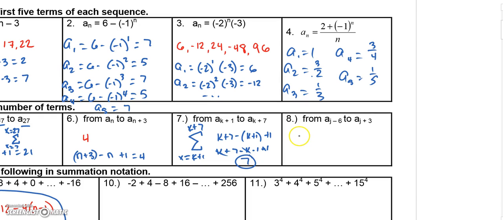Okay, number 8, same thing. I want to do from j minus 6 to j plus 3. So j plus 3 would be the top number. I do j plus 3 minus j minus 6. Then I add 1, always add 1. So I get j plus 3 minus j plus 6 plus 1. J's are out. And we get 10 terms.